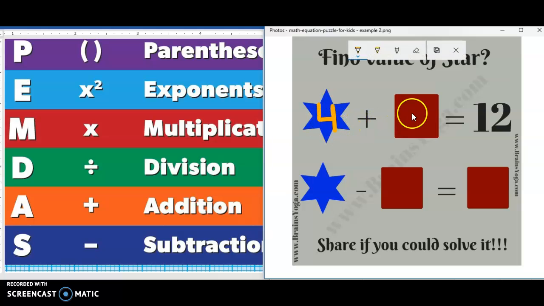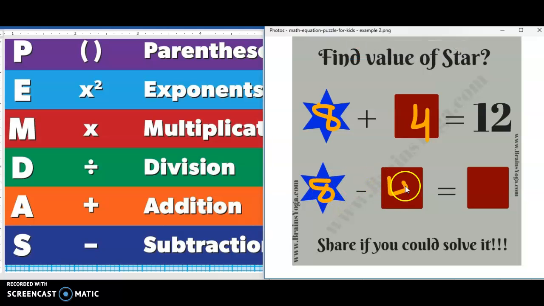4 plus 8 is 12. But I can't do 4 minus 8, but I could switch it around and say 8 plus 4 is 12. Is 8 minus 4 4? It sure is. So I got it solved.